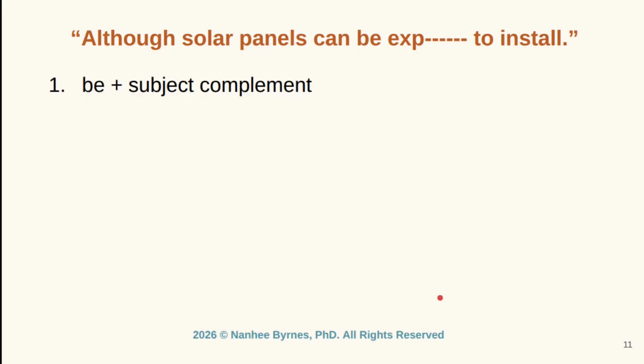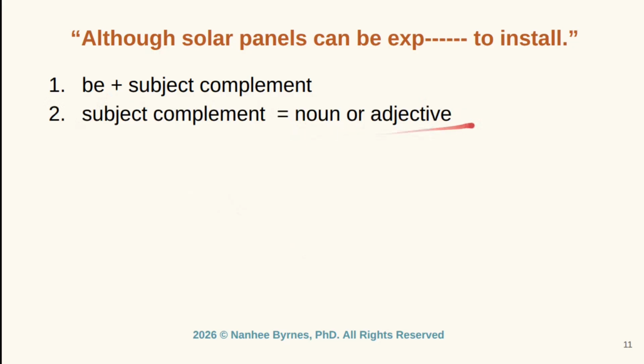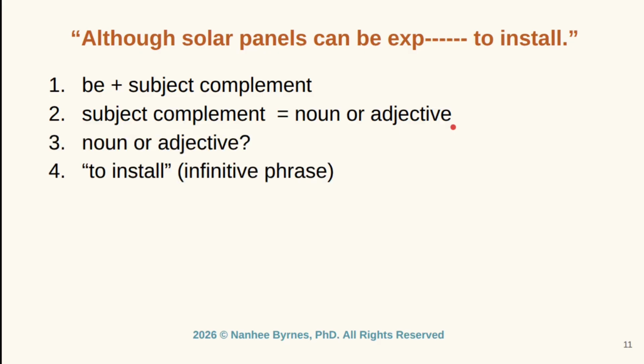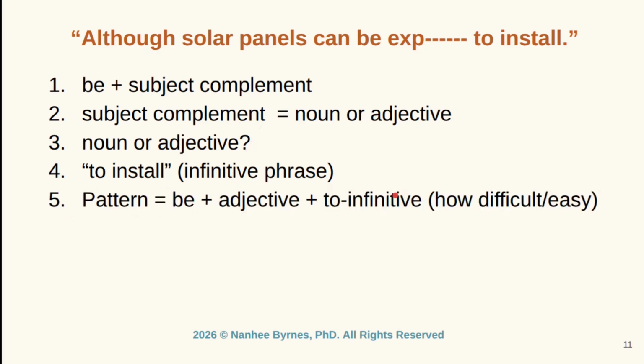The be verb always needs a complement, and that complement can be either a noun or an adjective. So how do we decide which one fits? We look at what comes after the blank. Here, the phrase to install follows the missing word. This is an infinitive phrase, and infinitives like to install, to use, or to understand usually describe a quality, condition, or degree of difficulty. In English, when we describe how difficult, easy, costly, or possible an action is, we follow this pattern: be plus adjective plus to-infinitive.